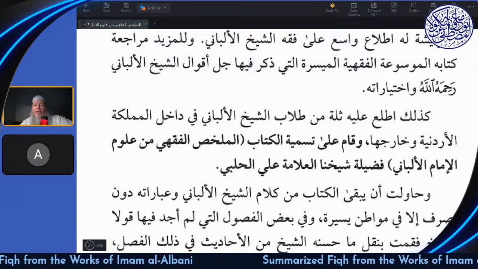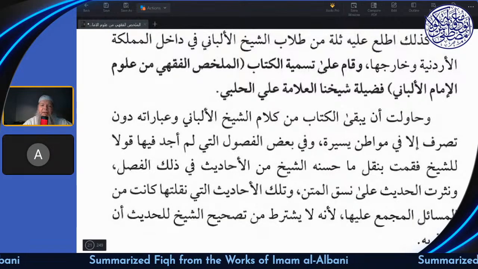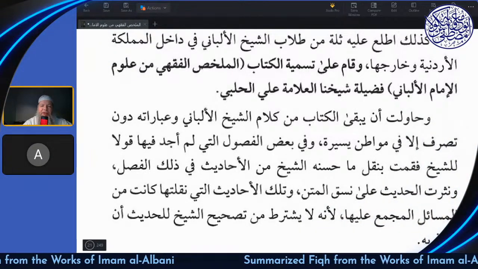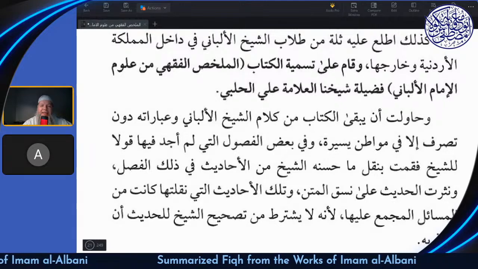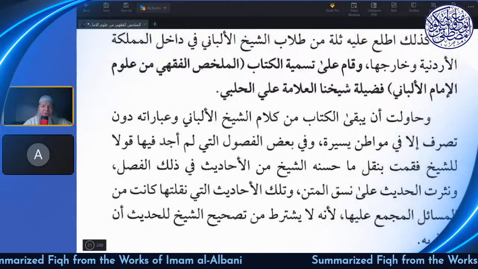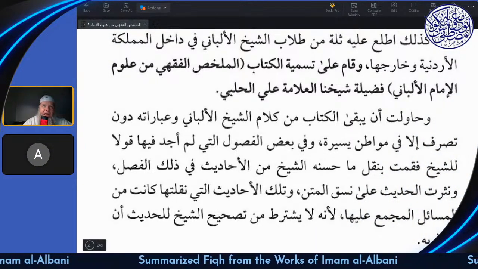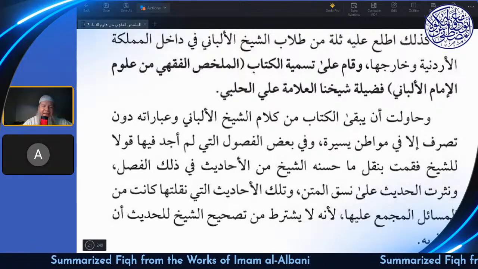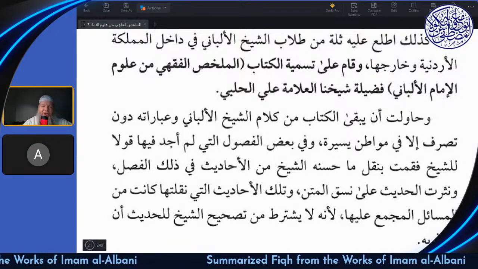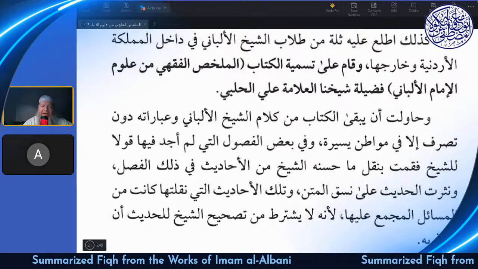وحاولت, and I tried, أن يبقى الكتاب, to keep the book من كلام شيخ الألباني وعبارته دون التصرف. I tried to keep the book using the exact wordings of Sheikh al-Albani, and his phrases. I tried to use it exactly as he says it in his books and in his tapes. دون تصرفي. A tasarruf here means to make any changes, to make any adaptations.